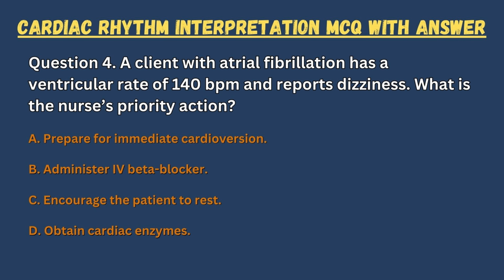Question 4. A client with atrial fibrillation has a ventricular rate of 140 BPM and reports dizziness. What is the nurse's priority action? A. Prepare for immediate cardioversion. B. Administer IV beta blocker. C. Encourage the patient to rest. D. Obtain cardiac enzymes.